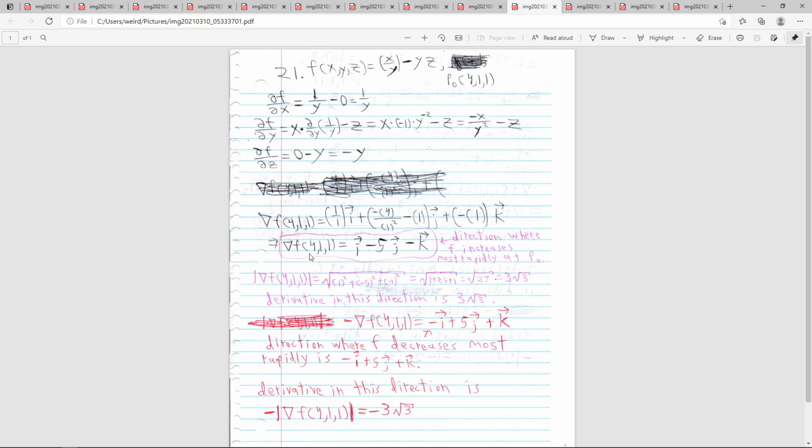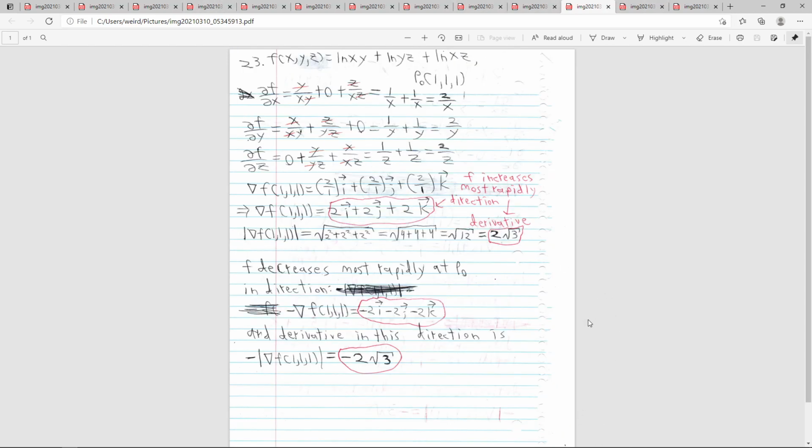So the gradient of f at the point 4, 1, 1 is given. You plug in for those partial derivatives with your gradient formula and you get the direction where f increases most rapidly at p0: i minus 5j minus k. Then the magnitude of that is 3 square root of 3, so that's your derivative. Same thing here, the negative of that: you just swap signs and take the negative gradient, which is negative 3 square root of 3. That's it.